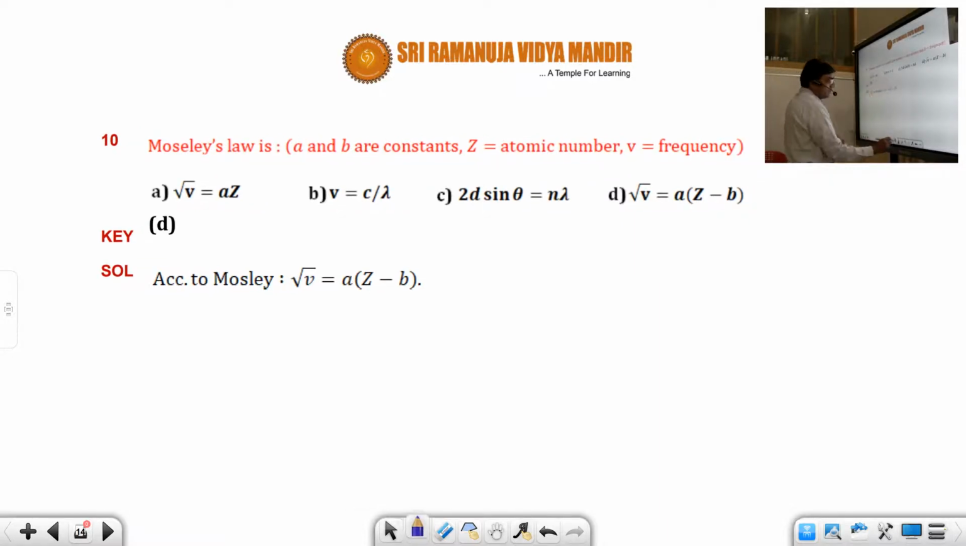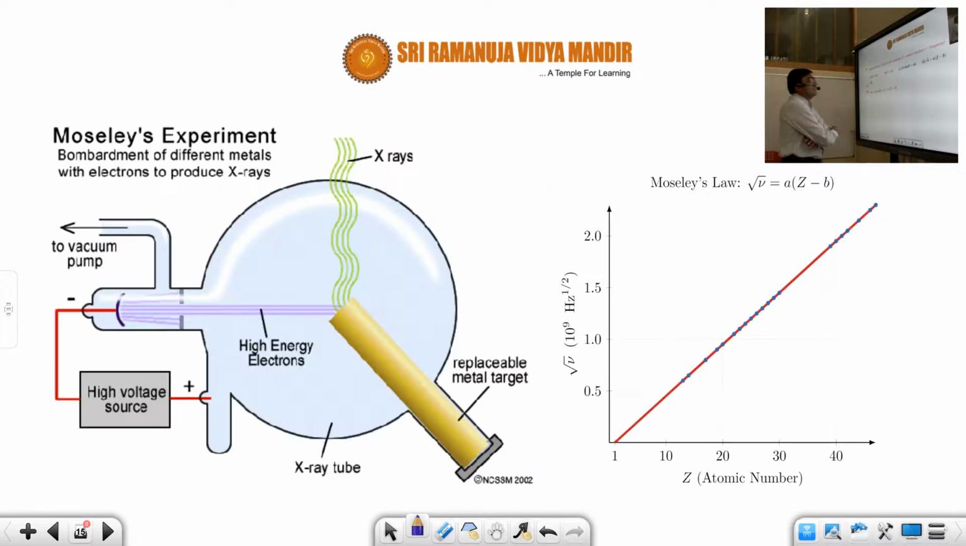Now, this is a different concept. Moseley's law. What is this Moseley's law? First of all, let us see what is Moseley's law in the next slide. So there is an experiment done by Moseley. He has taken different metals and he bombarded them with X-rays. So different metals he has chosen, and he bombarded them with X-rays.